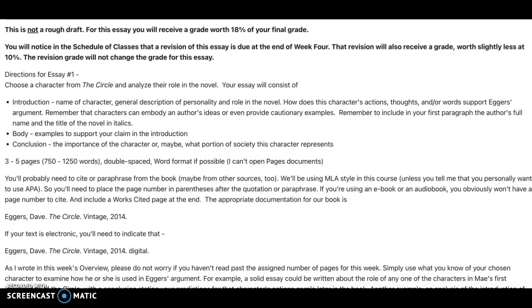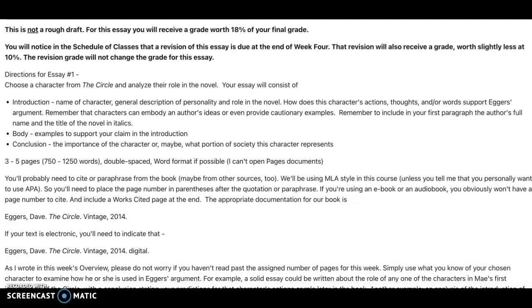Last week, in the rhetorical analysis, you explained how an author presented his or her thesis to the audience. And now I'm asking you to tell me how Dave Eggers, the author of The Circle, is presenting his thesis to the audience by using a character. I'm asking you to choose a character, anyone you want. Remember, of course, that sometimes the minor characters are the most interesting.